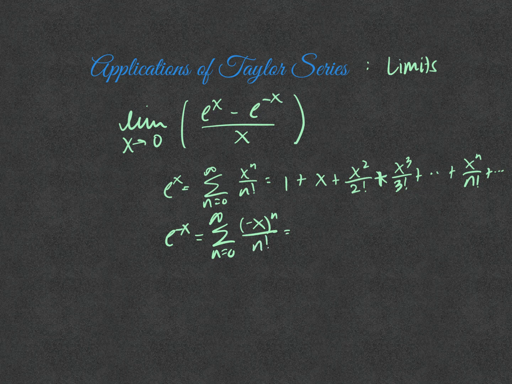Well, when you put in 0, anything to the 0 power is 1. And when you put in negative x, that gives you a negative x here. So we have 1 minus x. And then negative x quantity squared would be positive x squared over 2 factorial. And then negative x quantity to the third becomes negative x to the third over 3 factorial plus dot dot dot plus negative x to the n over n factorial plus dot dot dot.